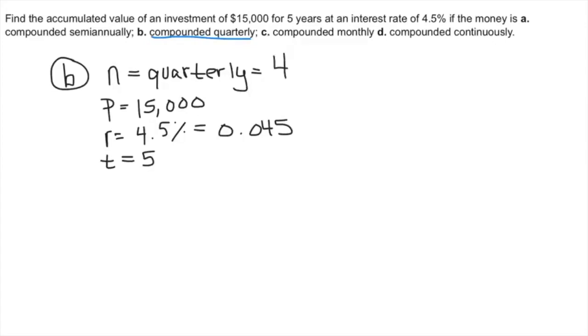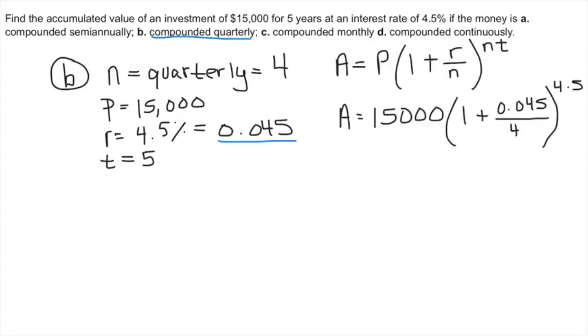All the other values stay the same. So our principal is $15,000. R, which is the interest rate, is 4.5%, but remember we need to divide by 100 to convert it to a decimal. So we have 0.045, and then T, the number of years, is 5. I'm going to take those values and plug them into my formula for A. So I have A equals 15,000 times (1 plus 0.045 divided by 4), all raised to 4 times 5 power.